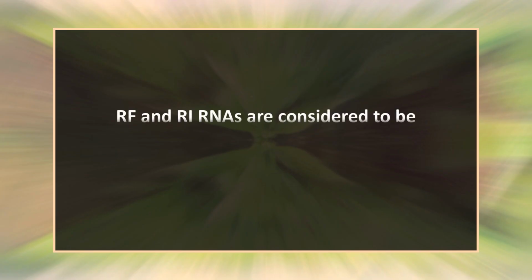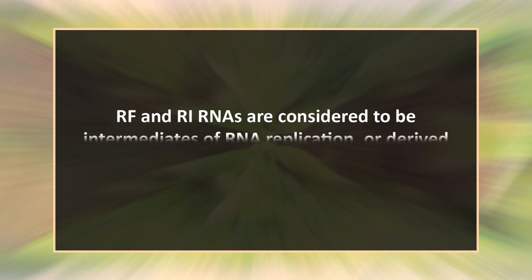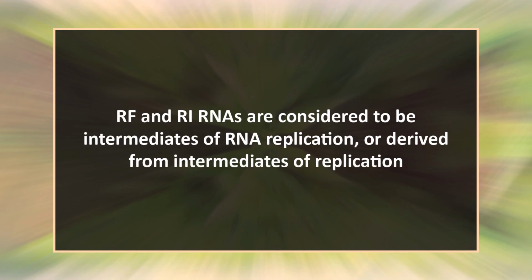In RI-RNA, the number of positive strands on average exceeds that of the negative strands, and the structure of an RI molecule has been interpreted as a single negative strand to which are attached several positive strands of different lengths. RF and RI-RNAs are considered to be intermediates of RNA replication or derived from intermediates of replication.